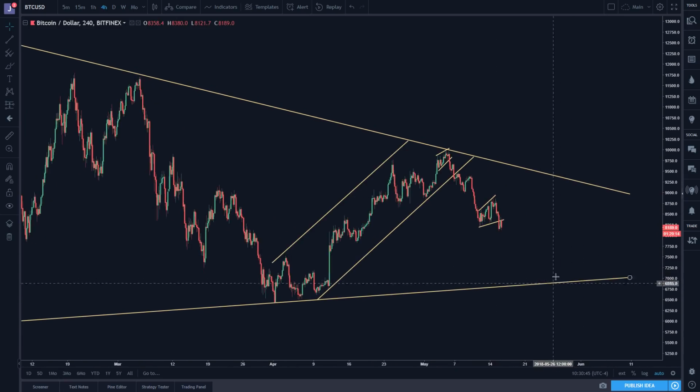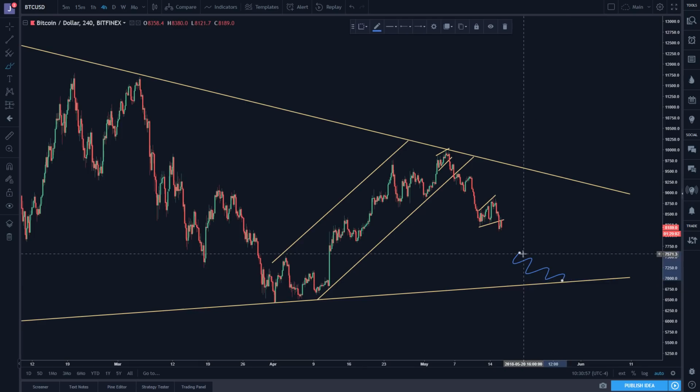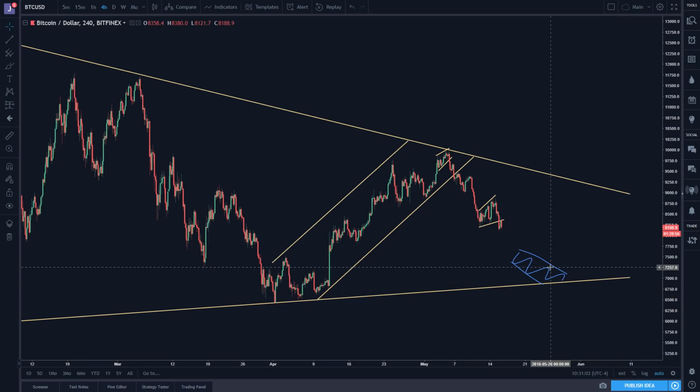Once we get back to this structure, I'm going to be interested to see how price interacts with it. If we develop a channel, something more like this, and maybe it turns into a wedge, maybe it's just a descending channel, I'm definitely going to be interested in that. And I'm going to be waiting for it to break above, and I'm going to be looking to buy.